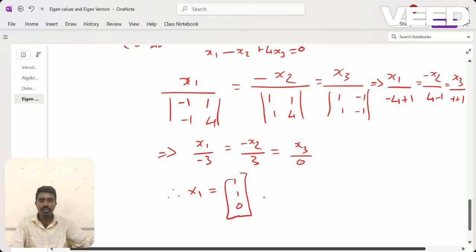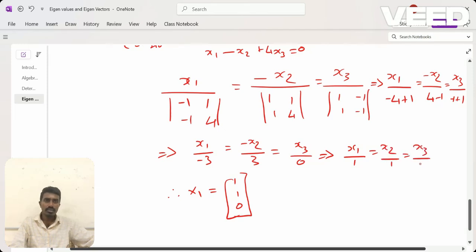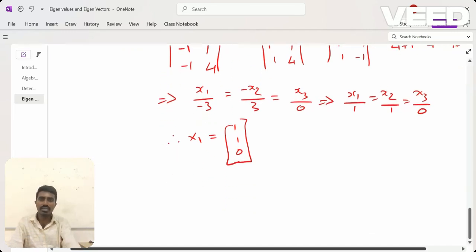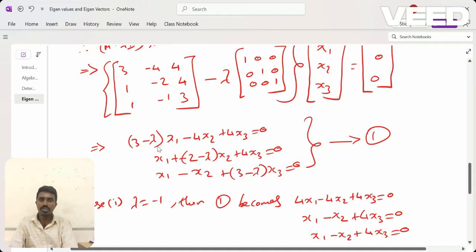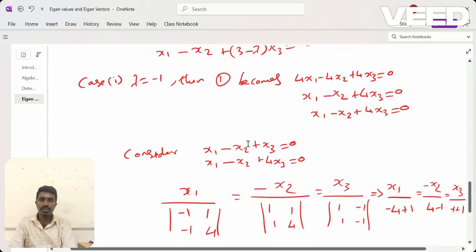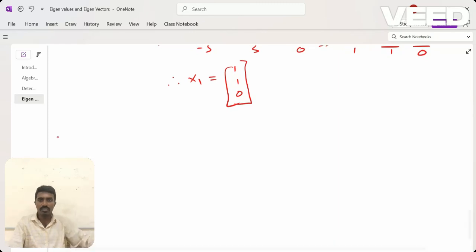If you multiply by minus 3, then you get the eigenvector x1 equal to 1 1 0. If you want, you can write one more step, that is x1 by 1 equal to x2 by 1 equal to x3 by 0. So therefore x1 is the eigenvector 1 1 0. Similarly, in this system, substitute lambda equal to 2, because the next eigenvalue is lambda equal to 2. Then you get this system.